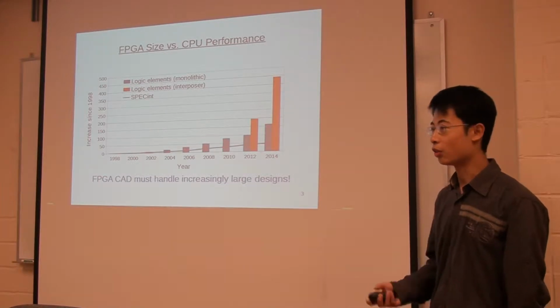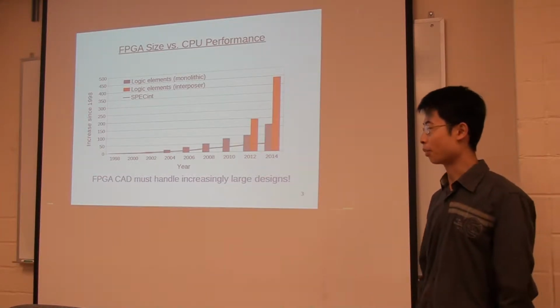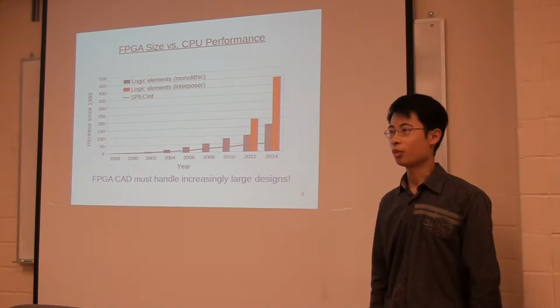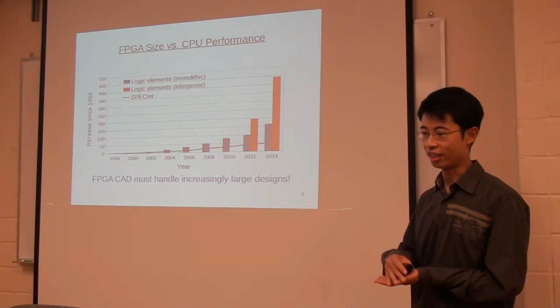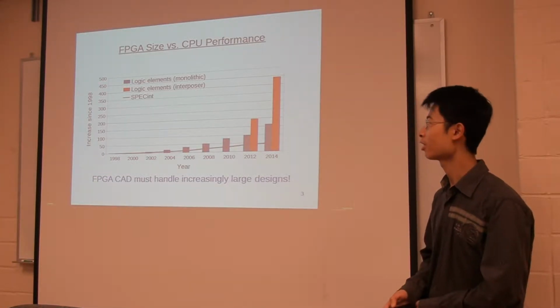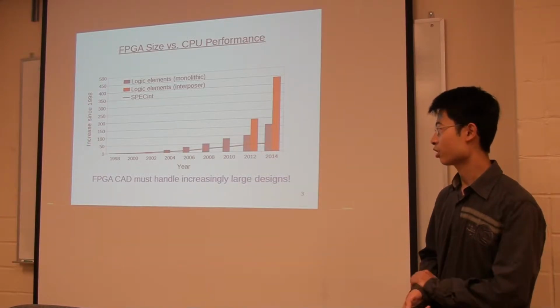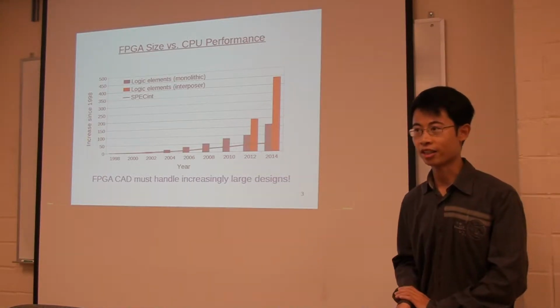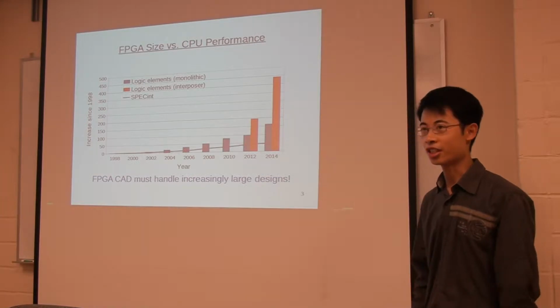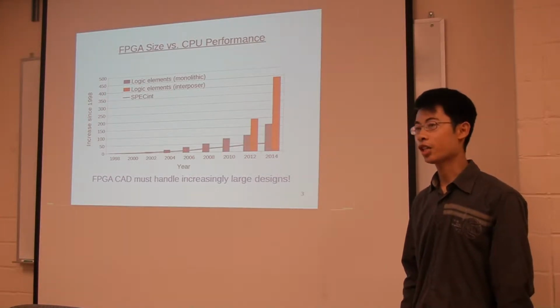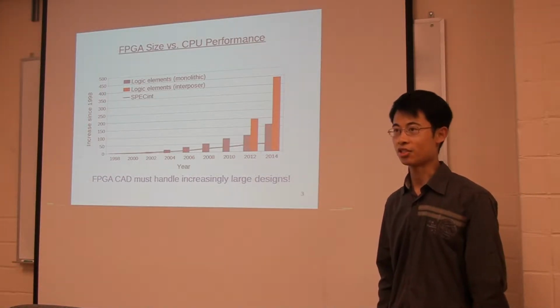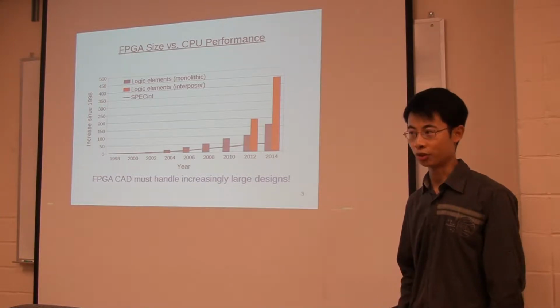And the picture looks even worse when we consider interposer-based architectures, which build chips by stacking silicon dies on top of each other. In this case, the takeaway is that FPGA CAD has to handle increasingly larger designs. And if we keep using the same algorithms for these designs, compile times will only get longer.